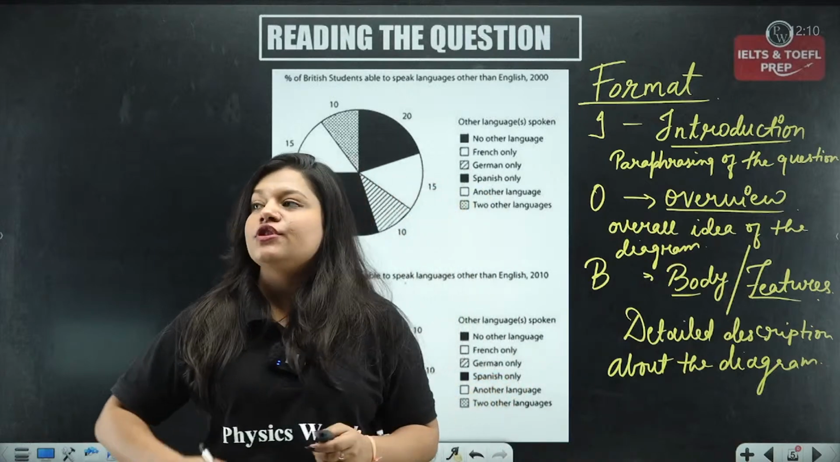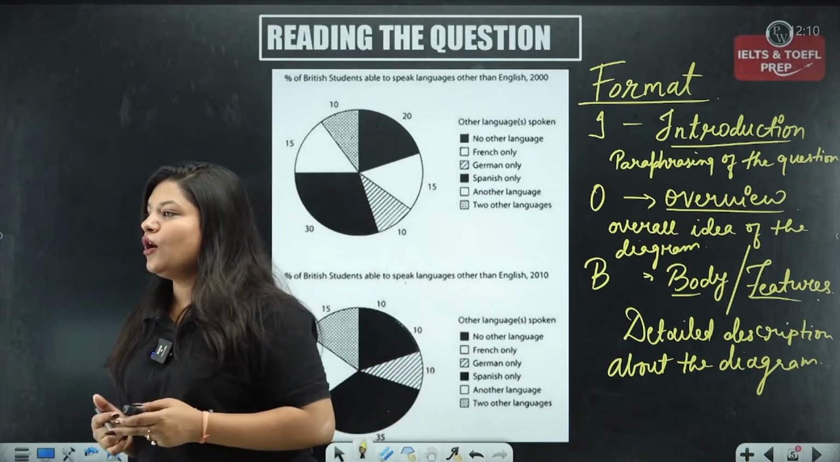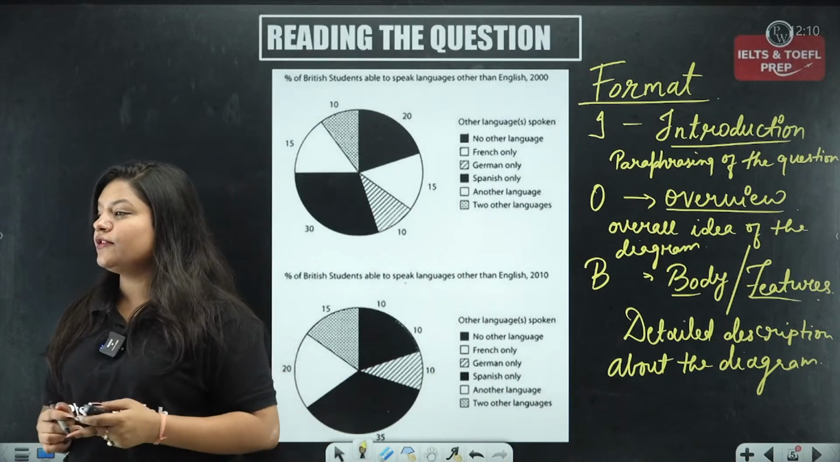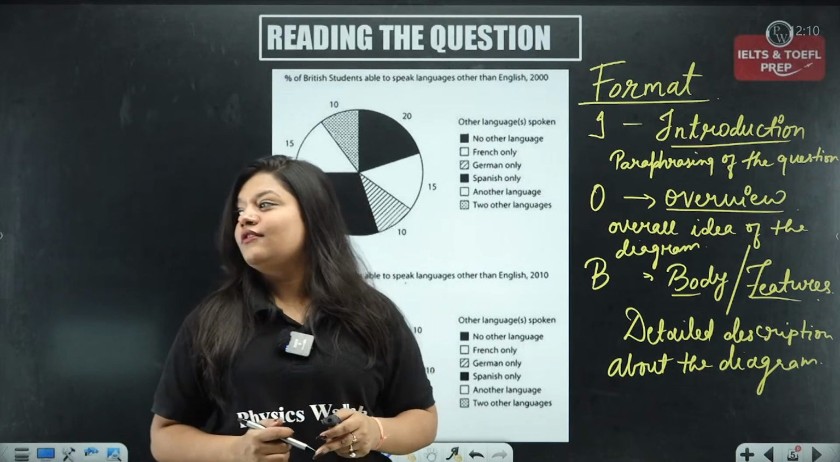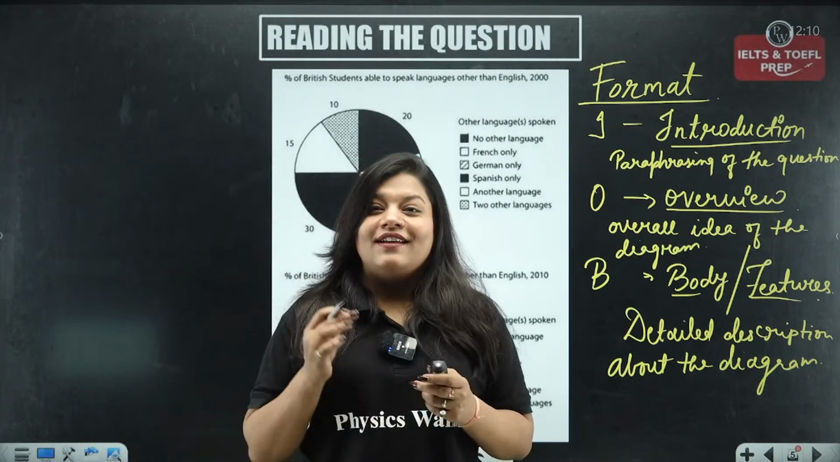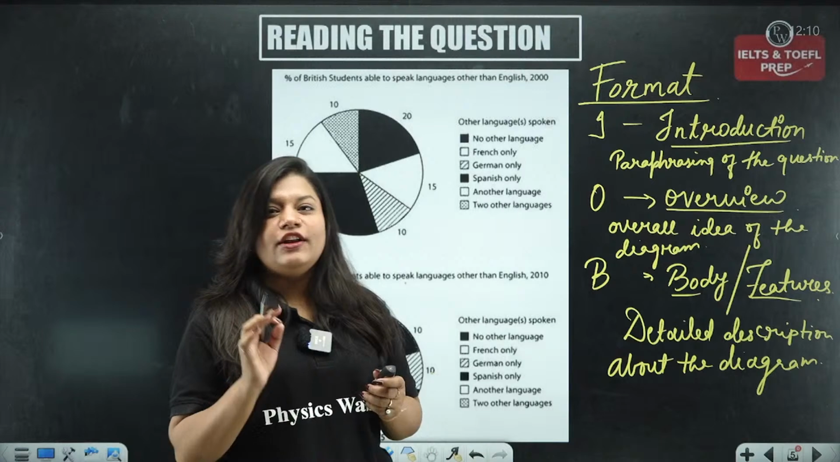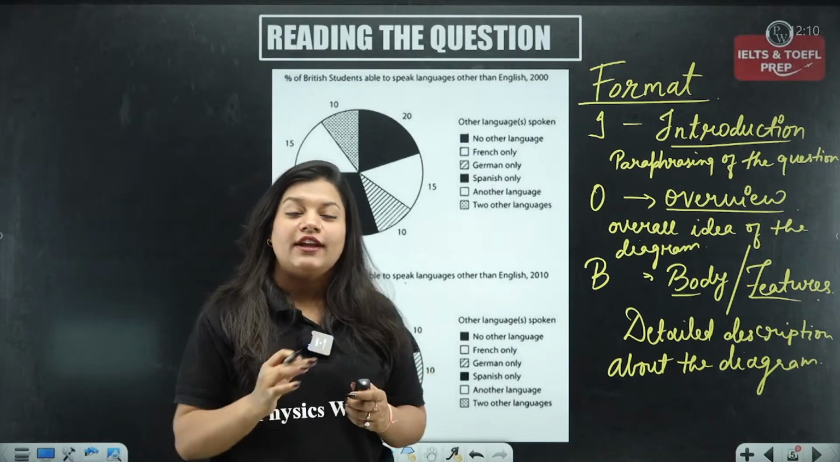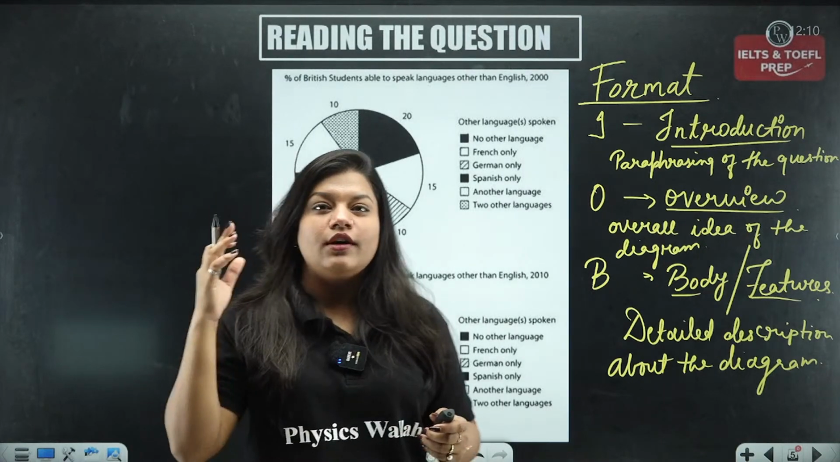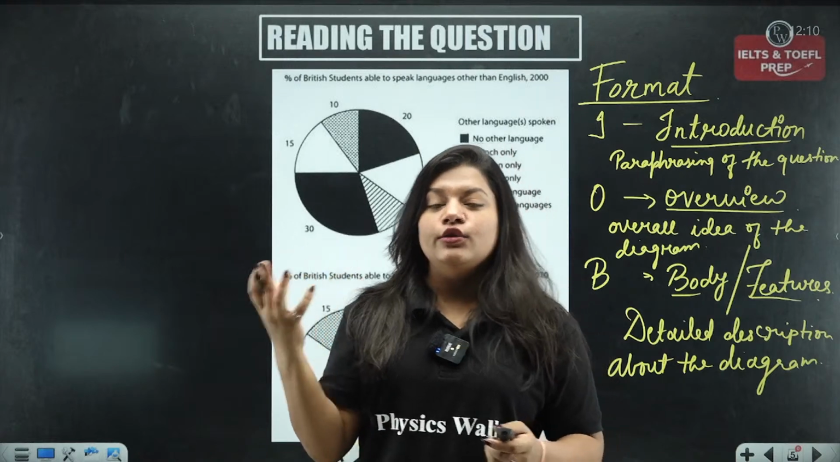Detailed description about the diagram. Okay, ma'am, how will one identify if both are not the same when both have the same color? Okay, just allow me a minute. You will never get a diagram where the two different features look the same.